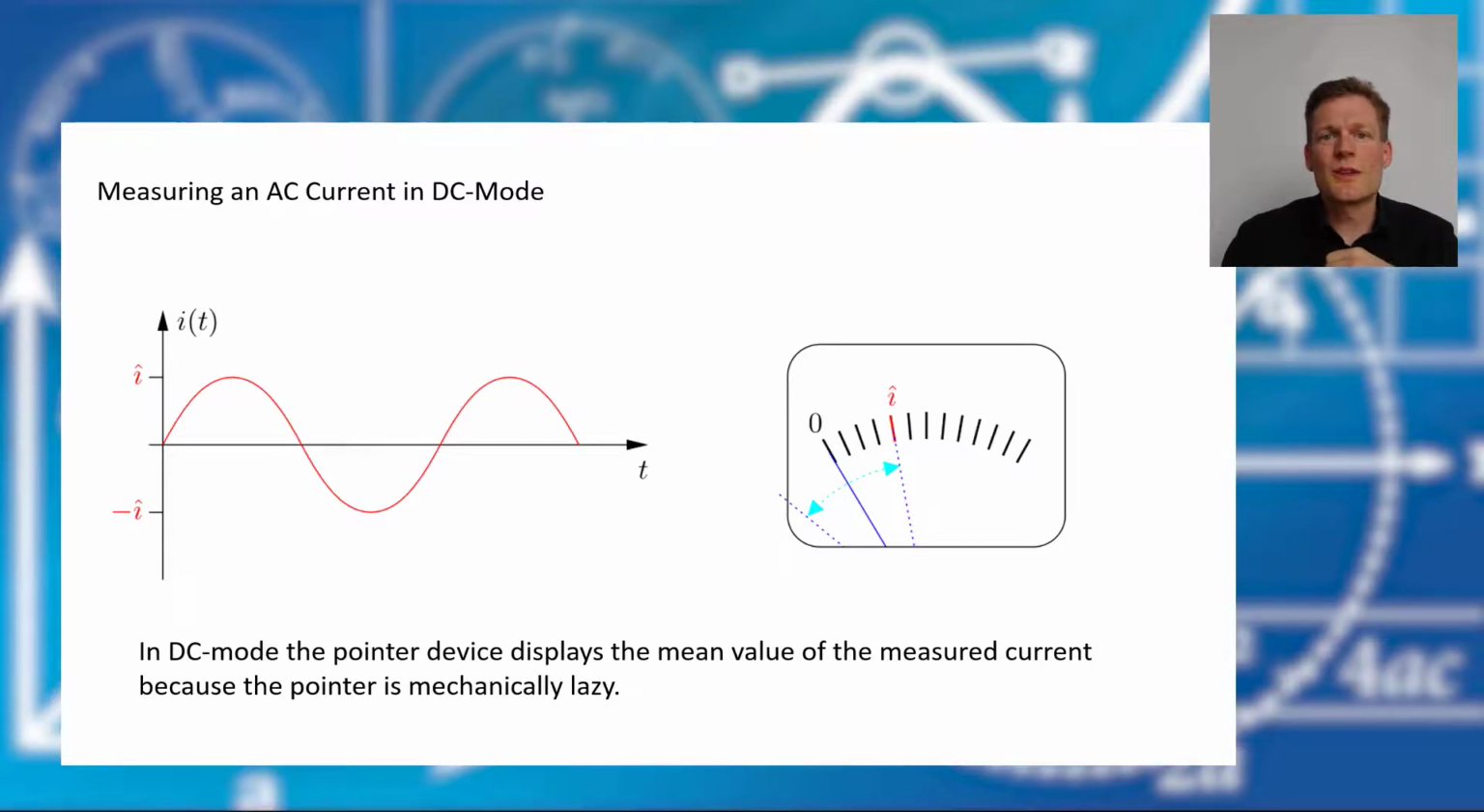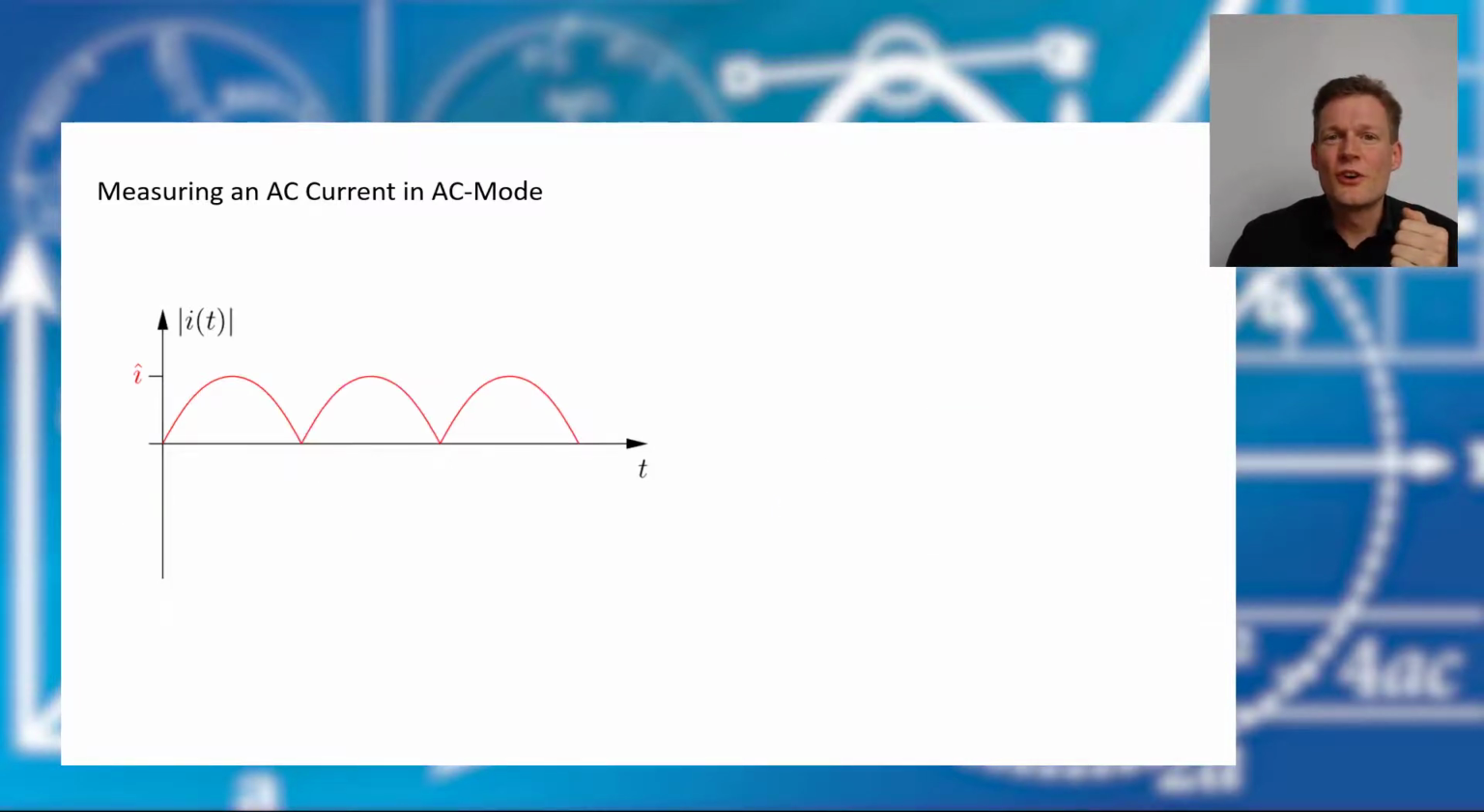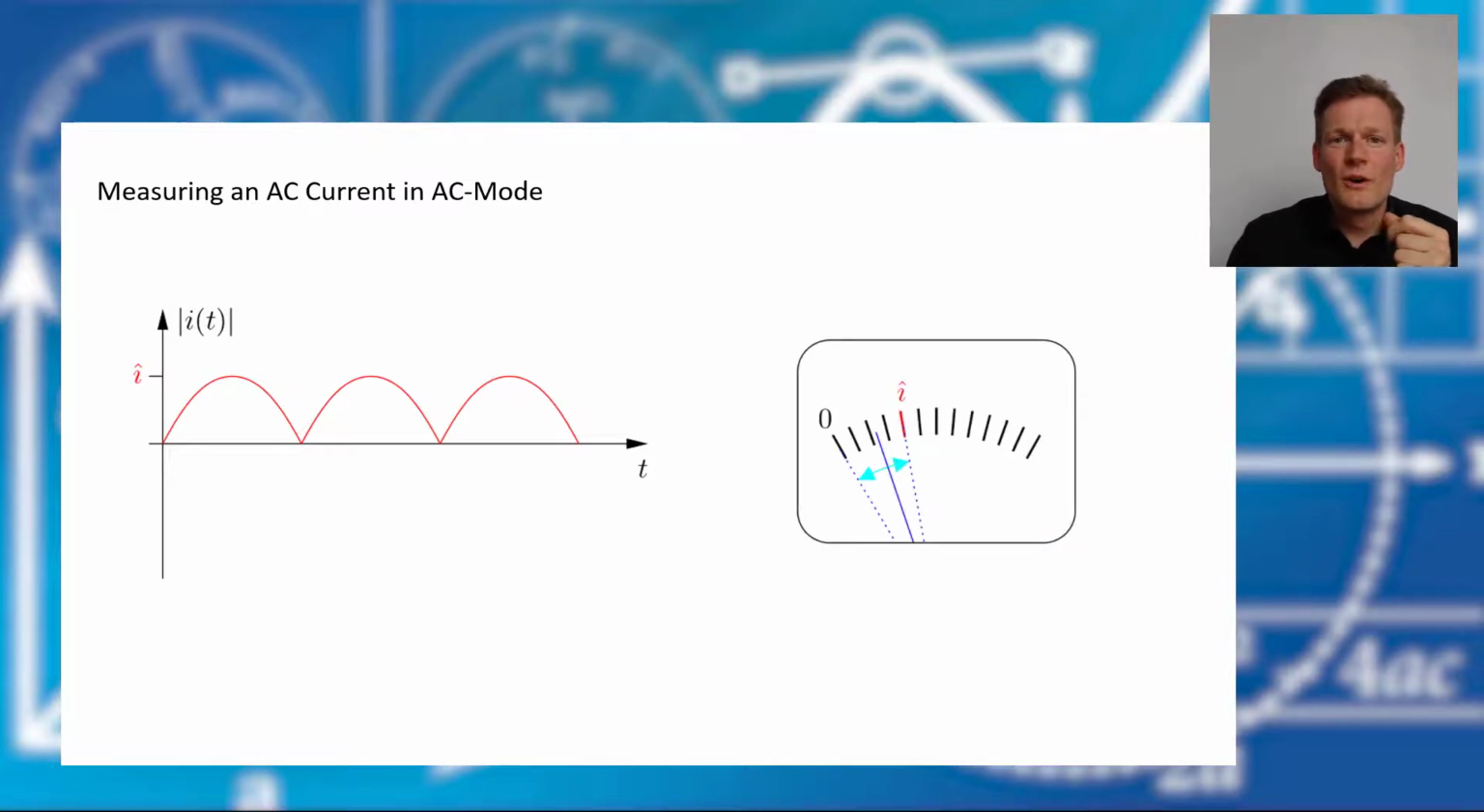So what could we do so that our pointer device shows us a value? It's quite easy. We just could rectify our signal. And that would lead to the situation that our pointer wants to show something between 0 and the maximum value, and 0 and the maximum value, and so on and so on.